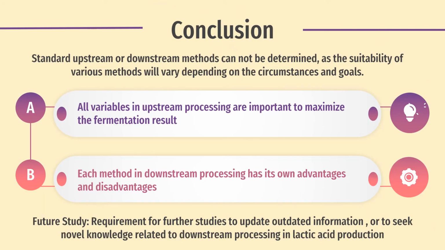A standard upstream or downstream method cannot be determined because, first, all variables in upstream processing, including microorganism, substrate, fermentation mode, and parameters, are all important to maximize the fermentation result. Next, each method in downstream processing has its own advantages and disadvantages. Therefore, the compatibility of various methods will vary depending on the circumstances and the cost.